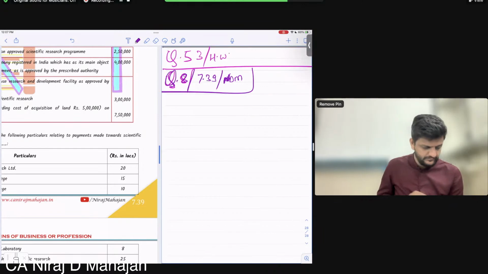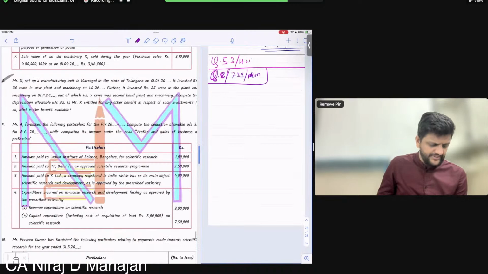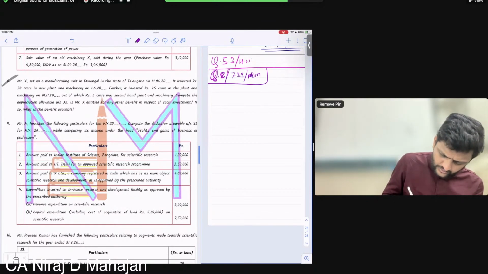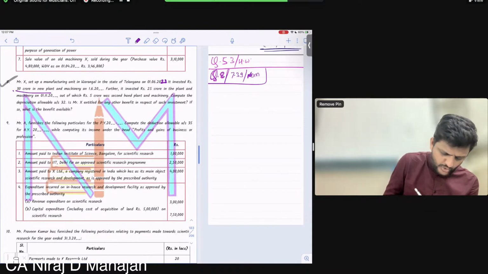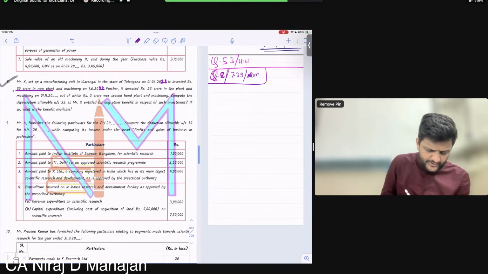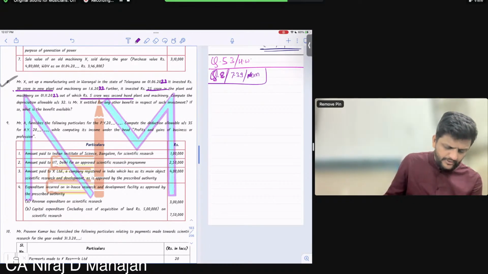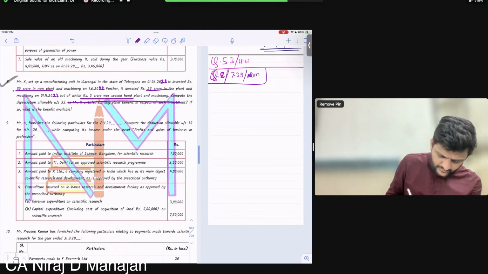Mr. X set up a manufacturing unit in Warangal in the state of Telangana on 1/6/22. It invested rupees 30 crore in new plant and machinery on 1 June 22. Further, it invested 25 crore in the plant and machinery on 1/11/22, out of which 5 crore was second hand plant and machinery. Compute depreciation allowed under section 32. Is Mr. X entitled for any other benefit? Leave that, forget this line.